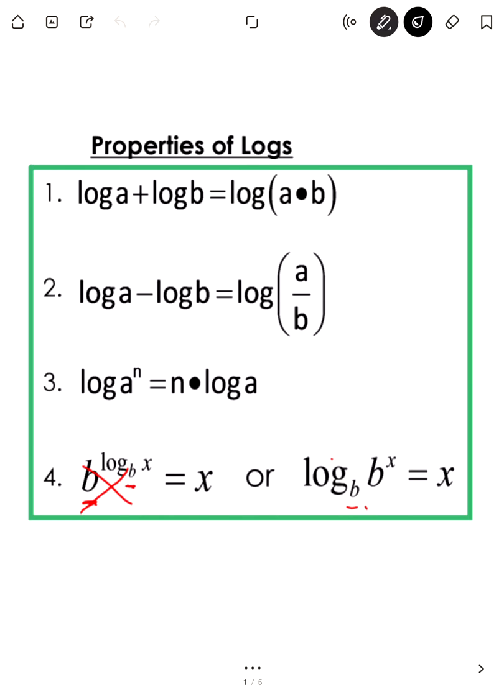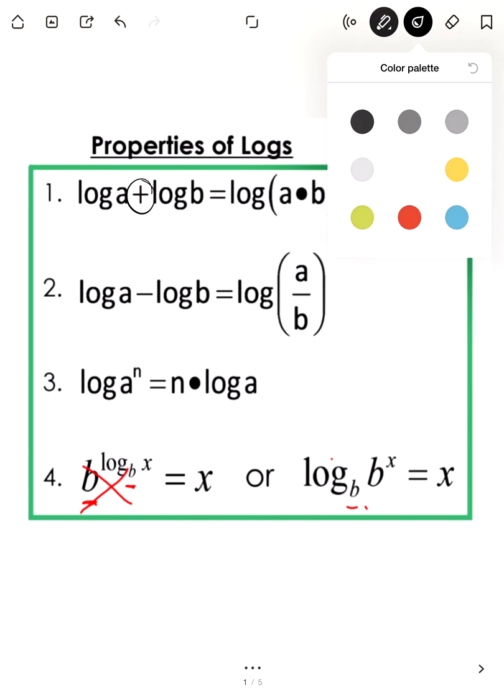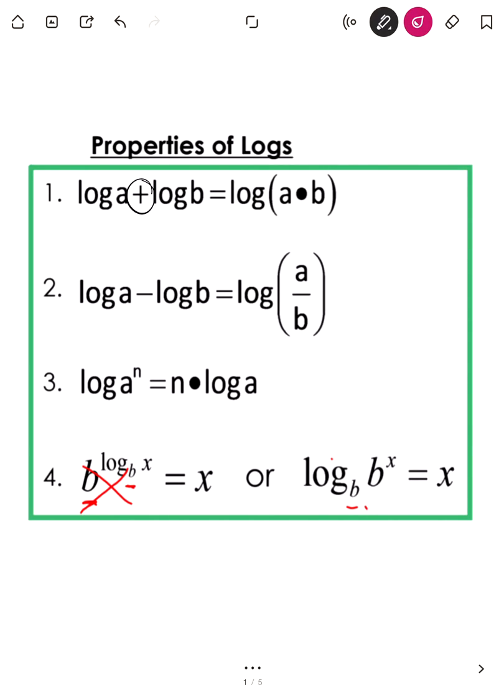So if you are adding and you want to condense down to one single log, you end up taking the numbers and you multiply them together. If you are subtracting, you take the two numbers and you divide. First number divided by the second number. Okay, this next one, it usually goes back and forth. It kind of just depends.